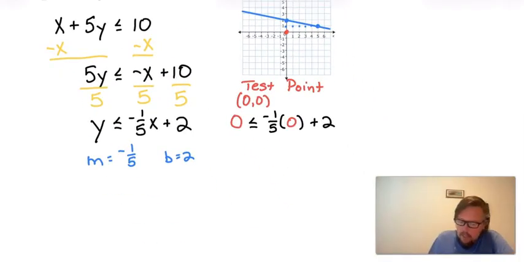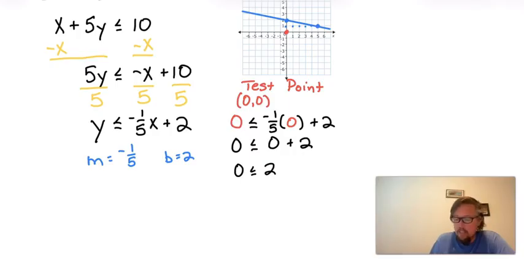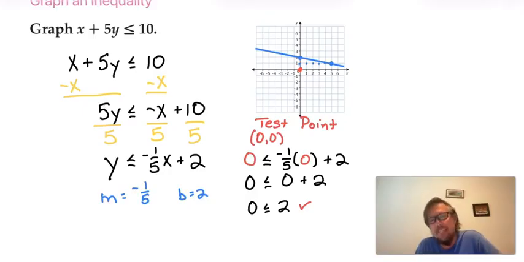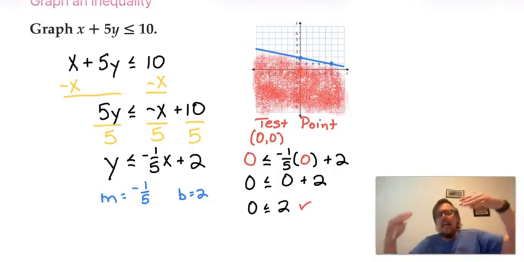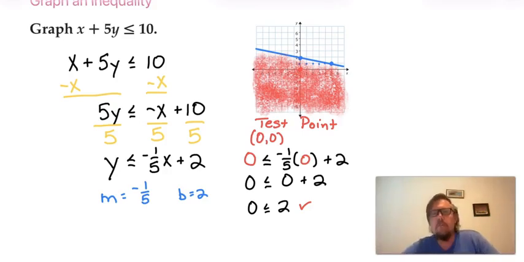And hey, what do you know? Because -1/5 times 0 is 0, and 0 plus 2 is 2. And it turns out 0 is less than or equal to 2. That is a true statement. Since using my test point gave me a true statement, it means I'm going to shade the area that the test point is in, which is the area below the line, just as we suspected. And so that's what my final answer looks like. I am including the line and all of the coordinates that are below the line.